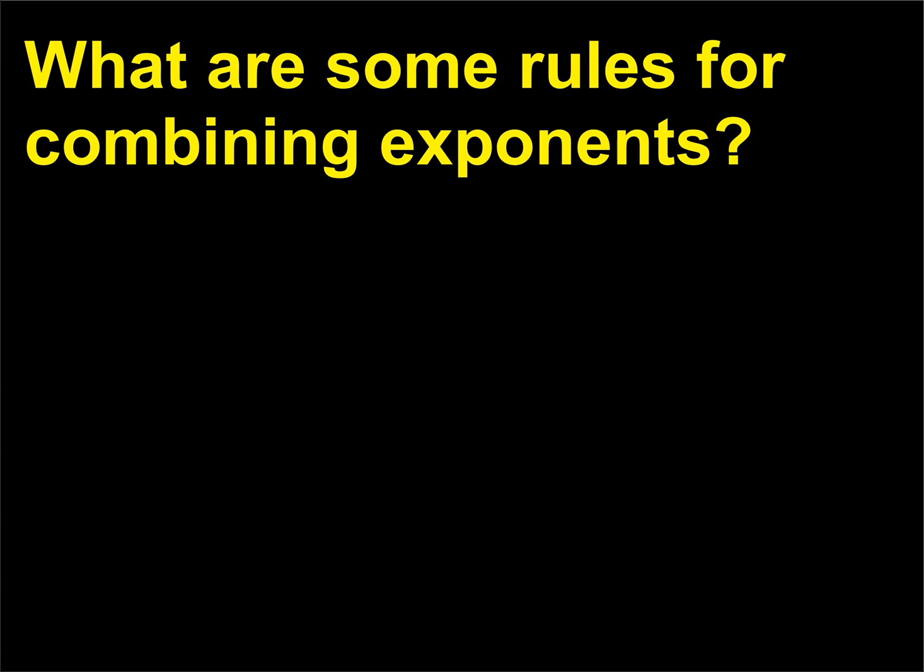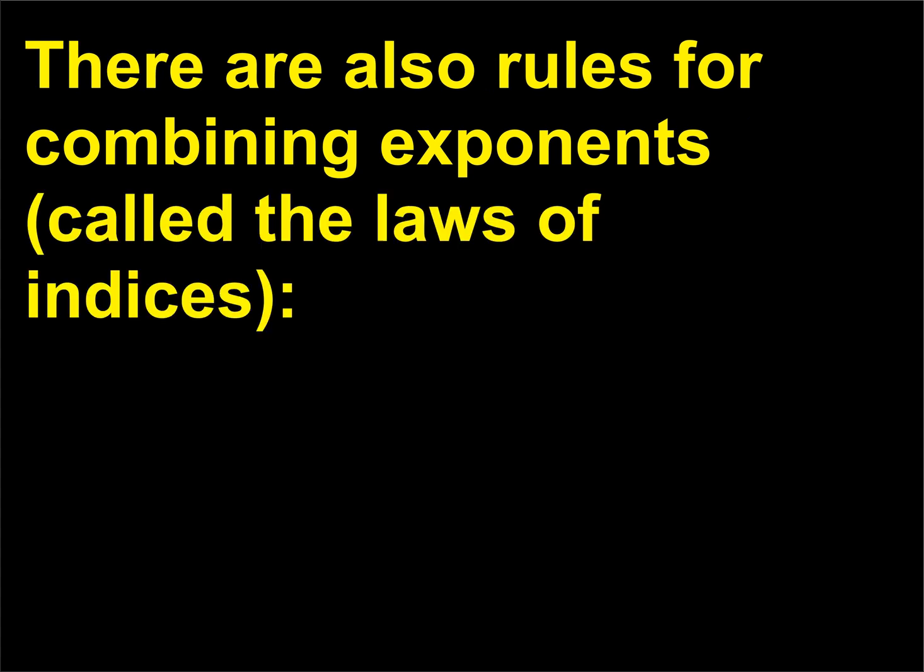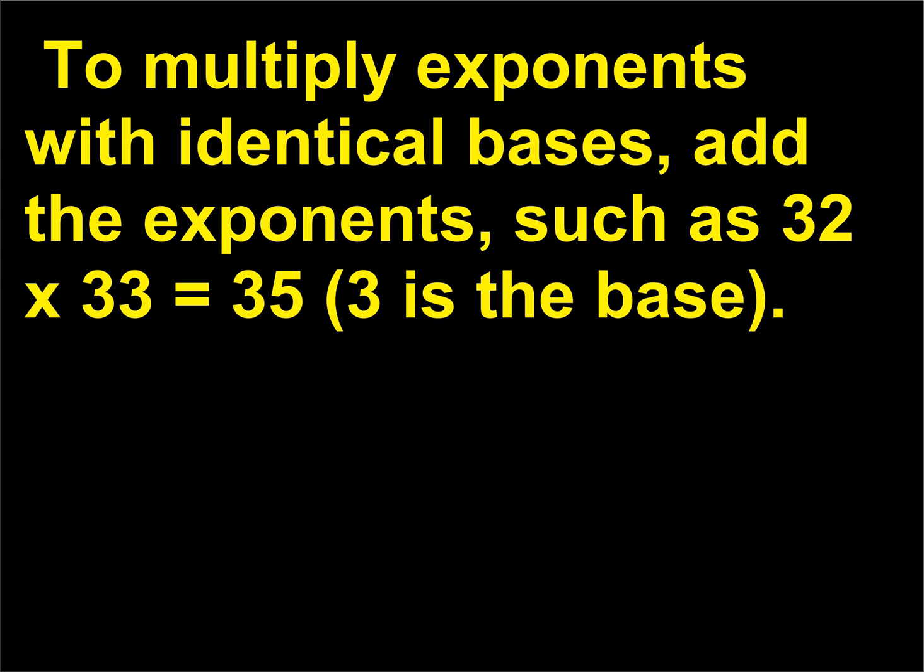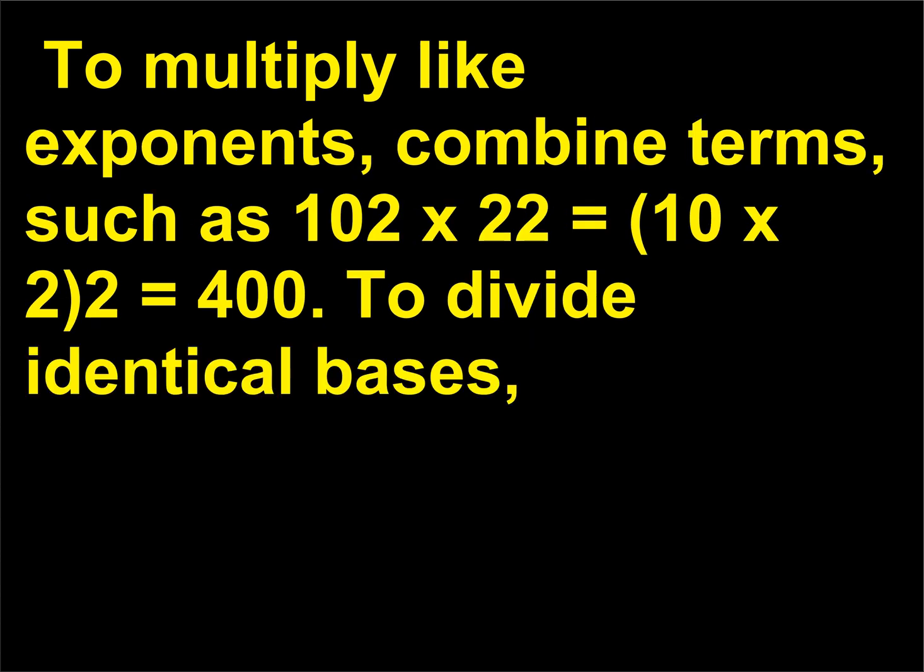What are some rules for combining exponents? There are also rules for combining exponents, called the laws of indices. To multiply exponents with identical bases, add the exponents, such as 3^2 x 3^3 equals 3^5, where 3 is the base. To multiply like exponents, combine terms, such as 10^2 x 2^2 equals (10 x 2)^2 equals 400.